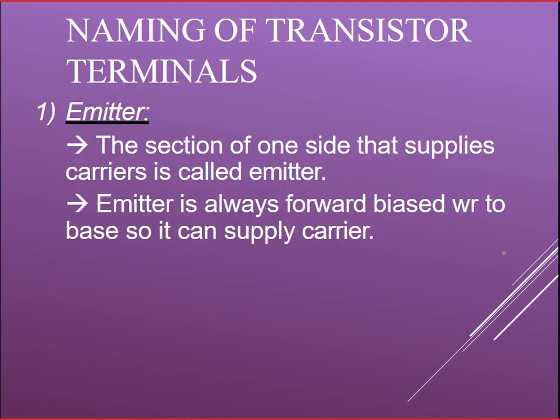And like I said, why is it named the emitter? The section on one side that supplies the carriers is called the emitter. Supply represents emitting. Carrier means that if it is an N type, it will emit the electrons, and if it is a P type, it will emit the holes. So that's why they say carriers instead of electrons or holes.